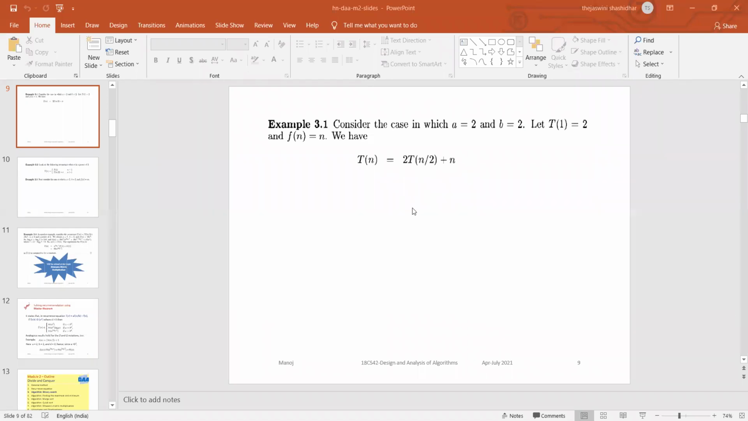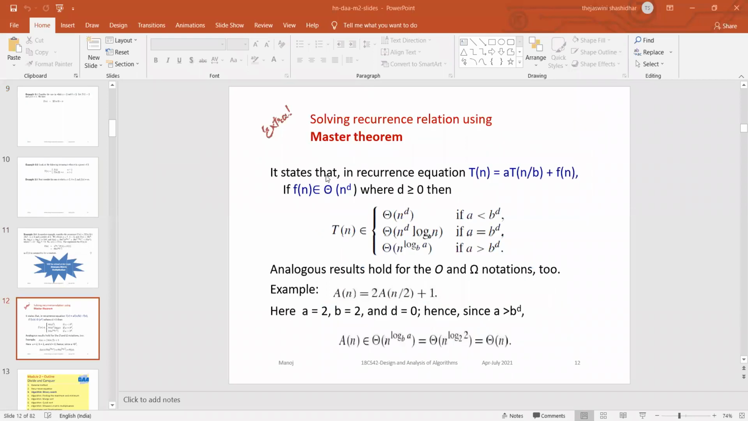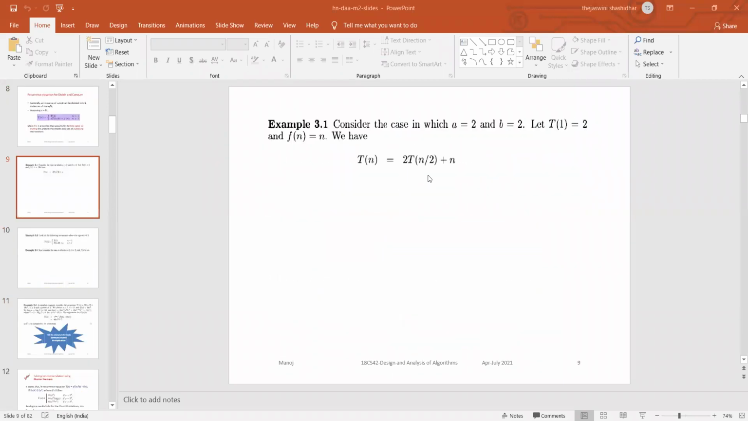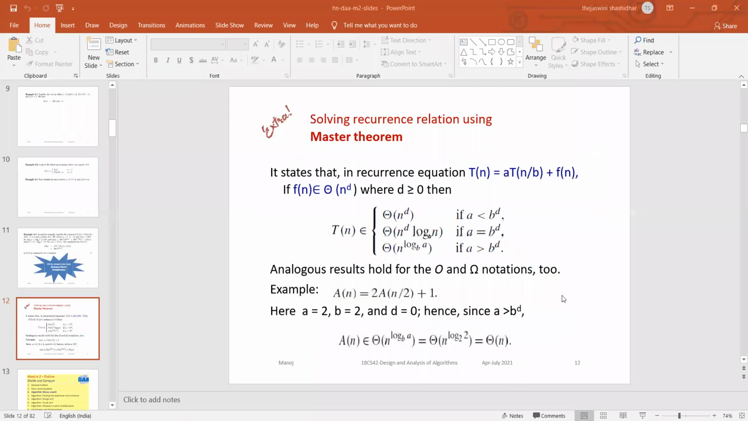What is the d value for this particular thing? f of n is n. n belongs to n power 1 only. So the d value is 1. If that is the case, a equals 2, b equals 2, and d equals 1. What is the condition? Kindly tell what is the condition.